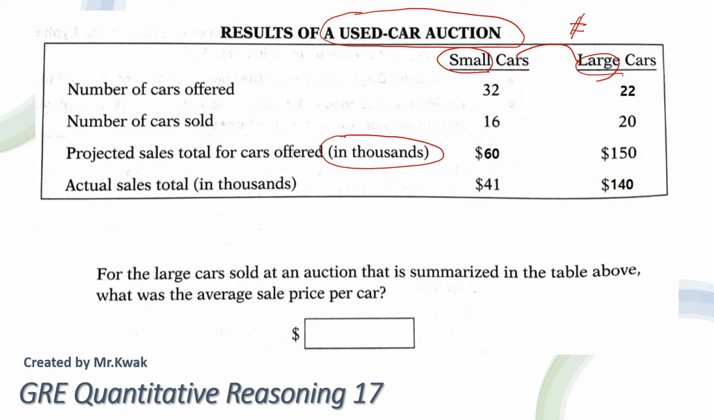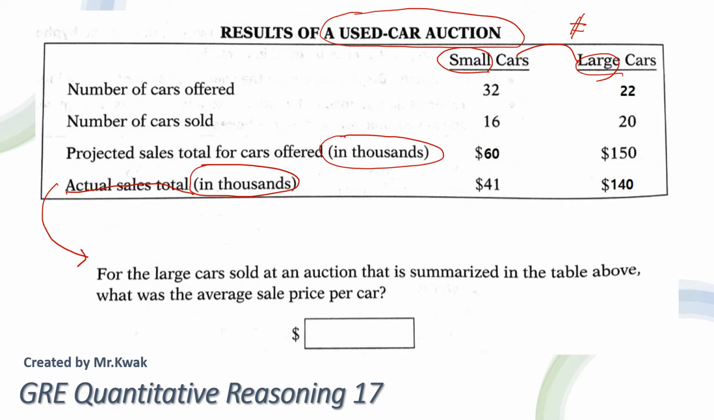When you analyze a table, or some kind of letter, you have to emphasize the parentheses, because that means the author wants to emphasize something. Actual sales total in thousands. So from the table, I think the person who made the question will ask us for something specific. So let's read the question.